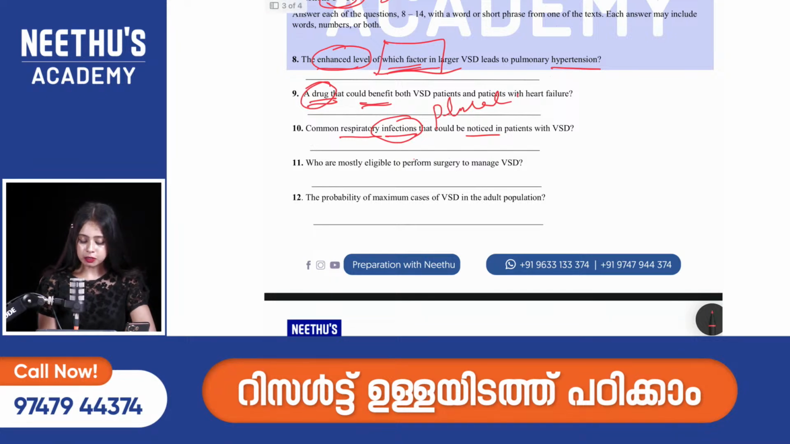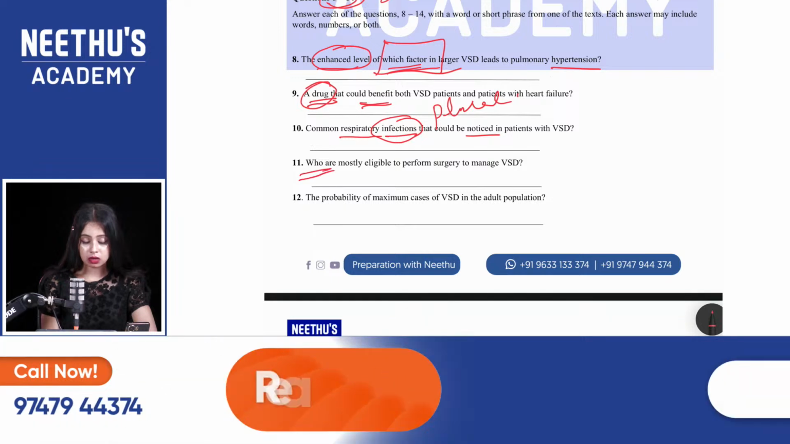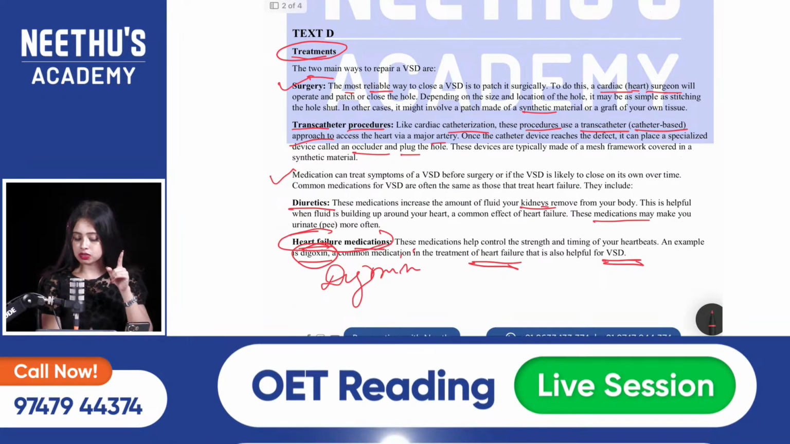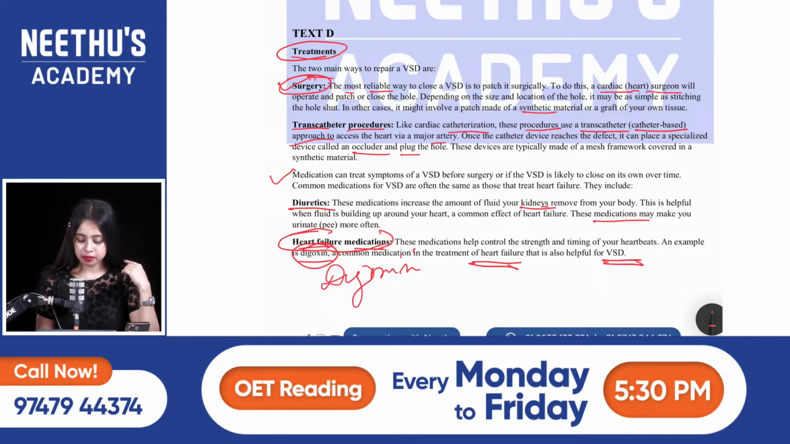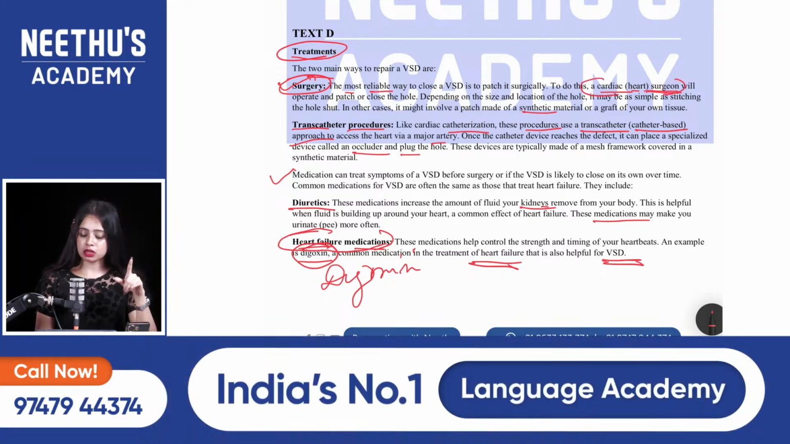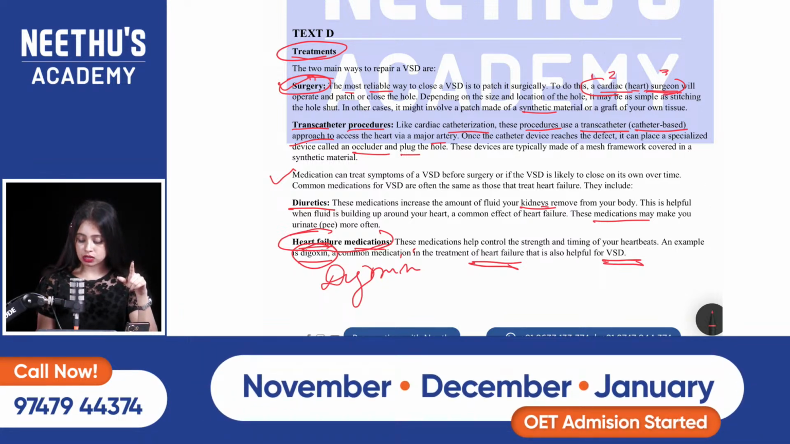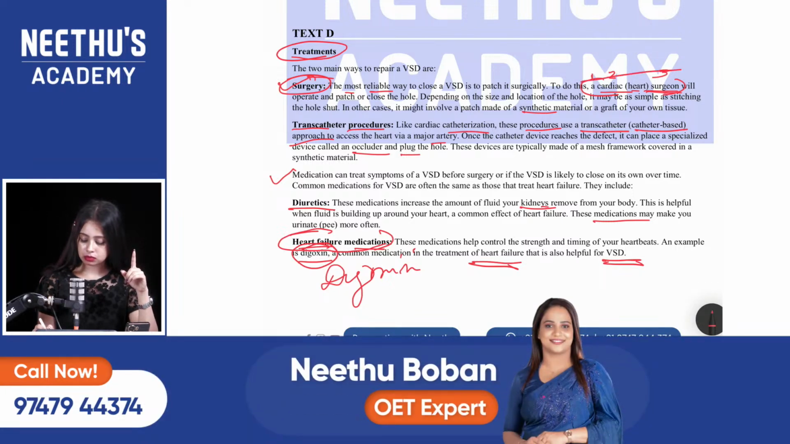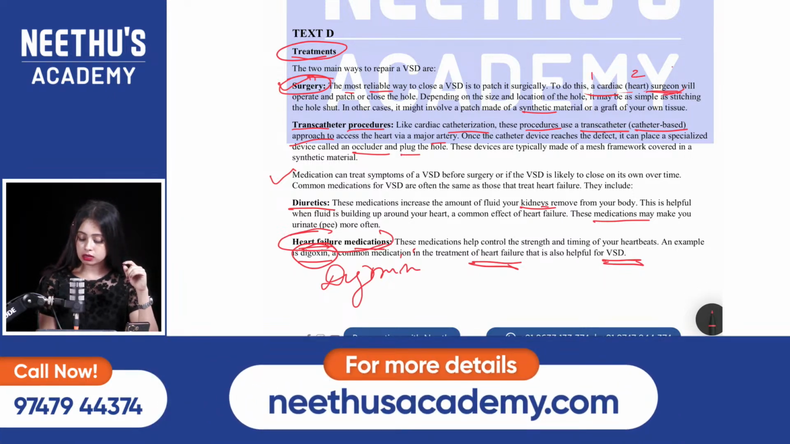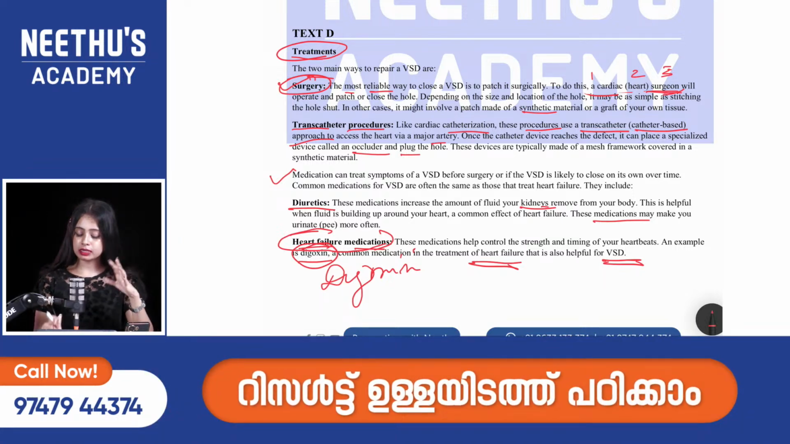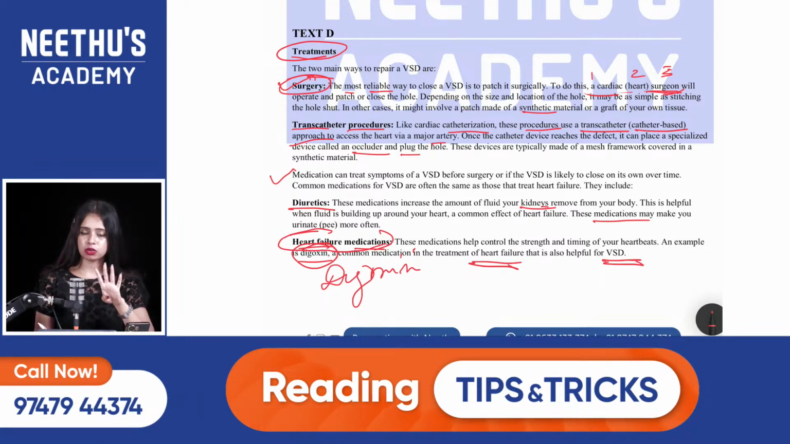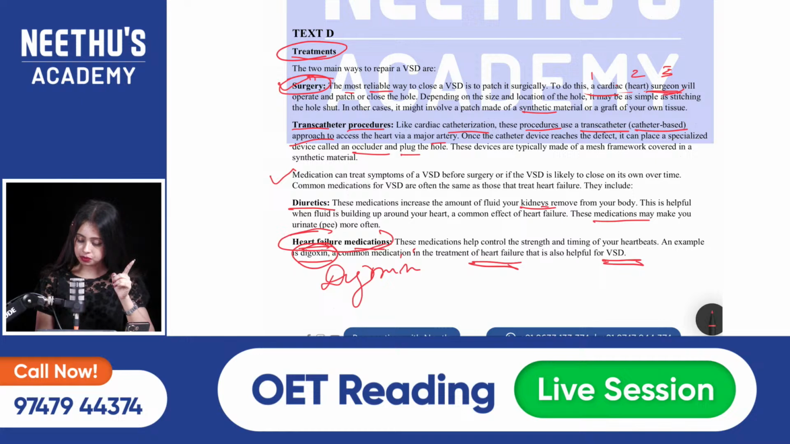The 11th one: who are mostly eligible to perform surgery to manage VSD? Who is eligible? Surgery is mentioned, so I know it's in text D because of the keyword surgery. Who is eligible to do the surgery here? It's a cardiac surgeon. Either you can write a cardiac surgeon or a heart surgeon. Don't write cardiac surgeon with heart surgeon in brackets, that's wrong because it is too many words. So either a cardiac surgeon or a heart surgeon.